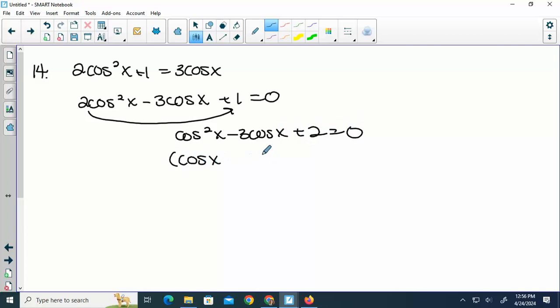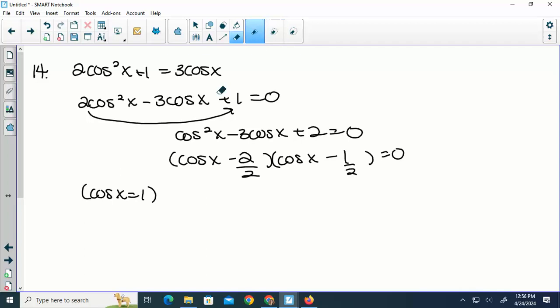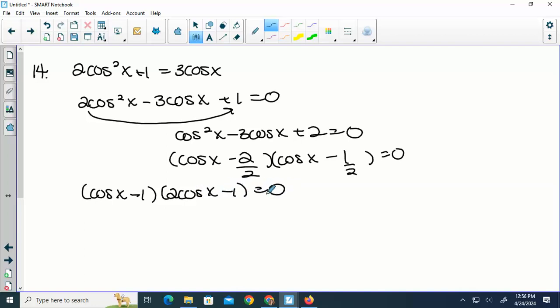So what numbers multiply to a positive 2, add to negative 3? -2, -1. Now what do we have to remember? Divide by 2. So cosine x minus 1 and 2 cosine x minus 1. Alright, then set those to 0, so cosine can equal positive 1, and positive 1/2. Is everybody with me there?